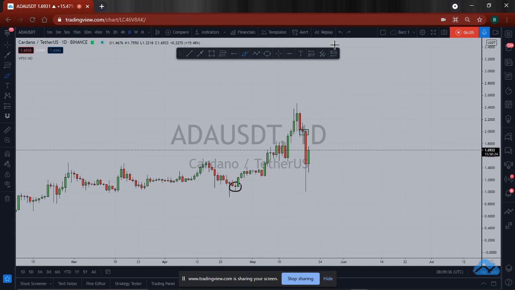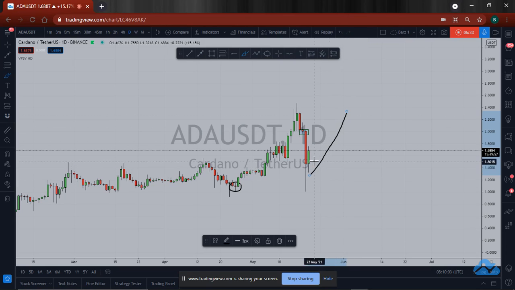So on Cardano, we can see that price has tested this demand here. They've also tested this demand, and then they've also tested this demand as well. So we could be expecting price to give us a nice shift back to the upside in the next coming days. So how do we confirm that the market has actually shifted from a bearish environment back to a bullish environment?